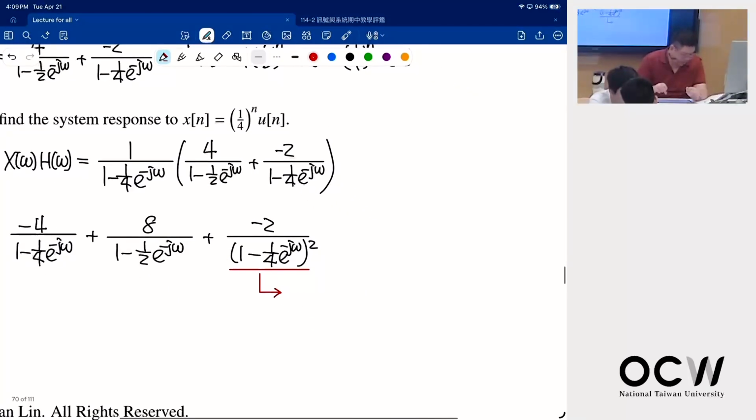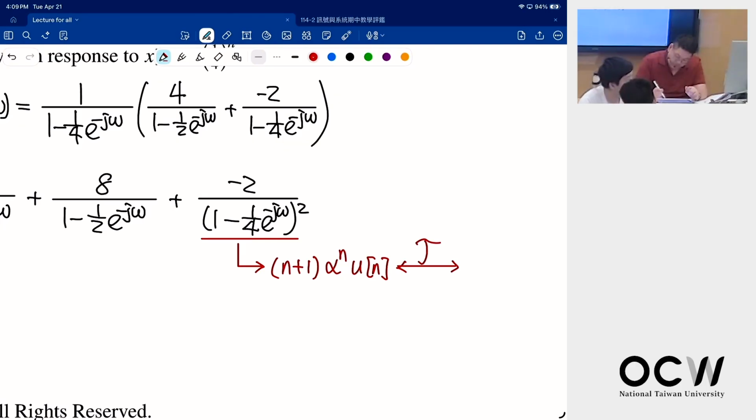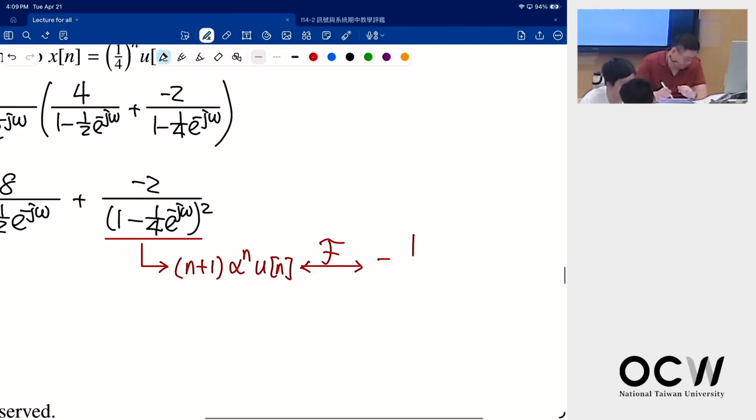we have the Fourier transform. If I have n plus 1 times alpha to the n times unit step function, their Fourier transform is 1 divided by 1 minus alpha e to the minus j omega, squared.